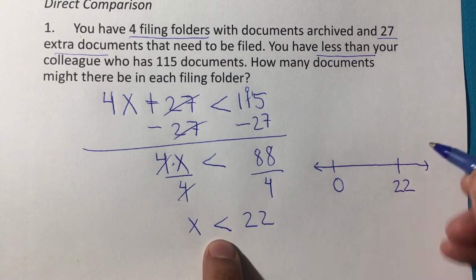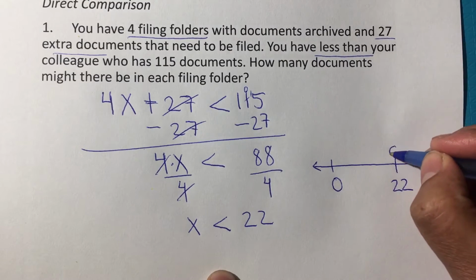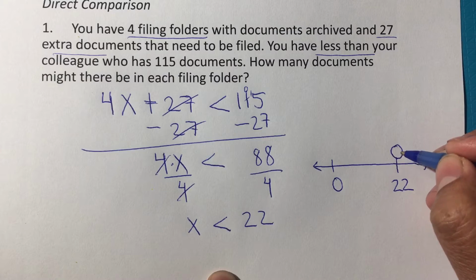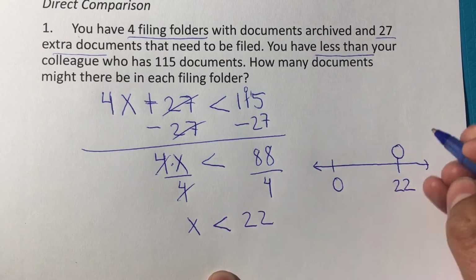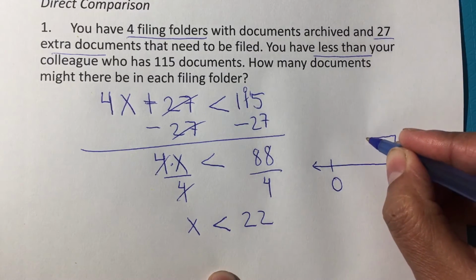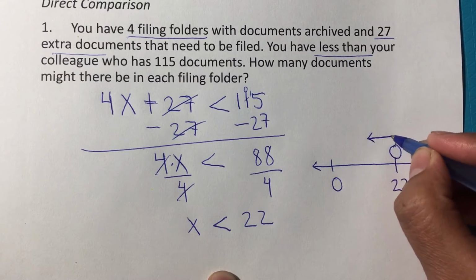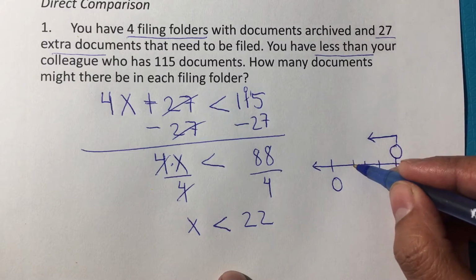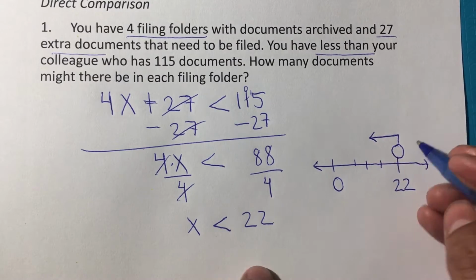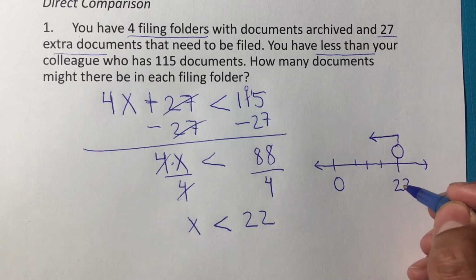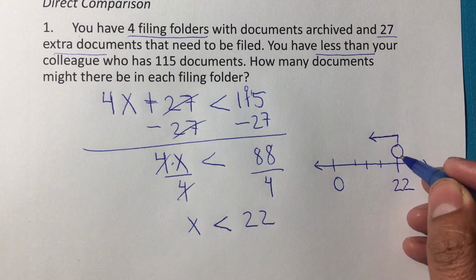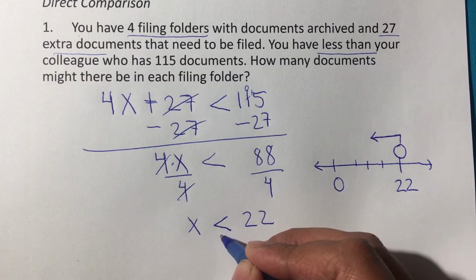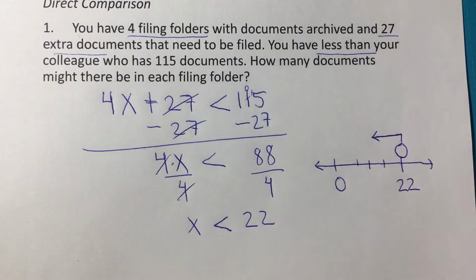Because this does not have the equal sign, we're going to put a circle in here, but the circle is going to be open, okay? And less than, you just point to the left. What does that mean? That each filing folder might have 21, 20, 19, etc., okay? But it's less than 22. It does not include 22. That's why we don't close the circle. When this has an equal sign, then that's when we close the circle.